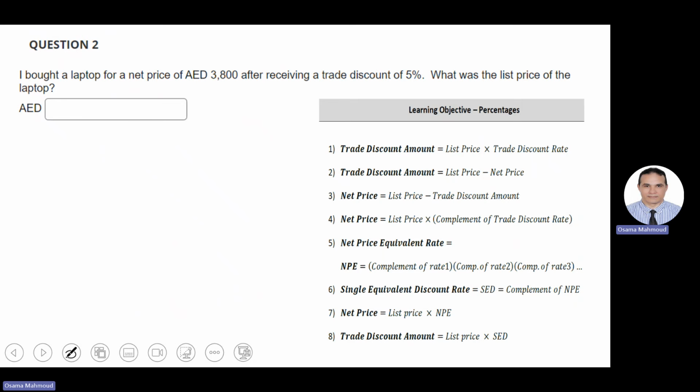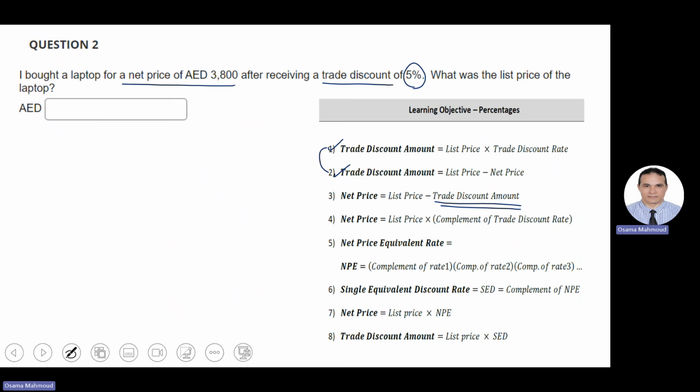In the first question, he gives you the net price. This is the amount you are paying after the discount, and this is a trade discount rate, not the amount. So which formula am I going to use for this one? To be honest, I'm going to use both of these, because first I have to find the trade discount amount. I don't have the list price, and I need the list price.